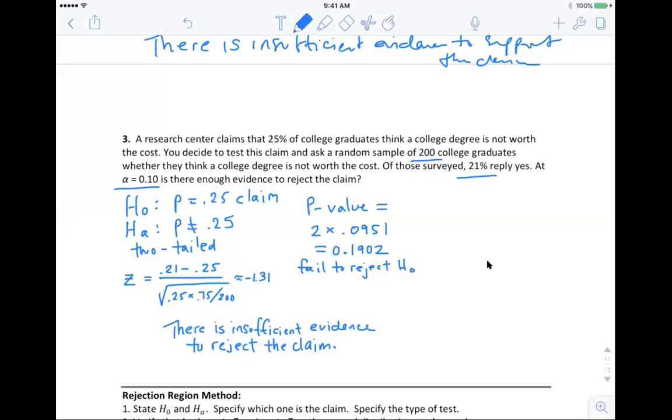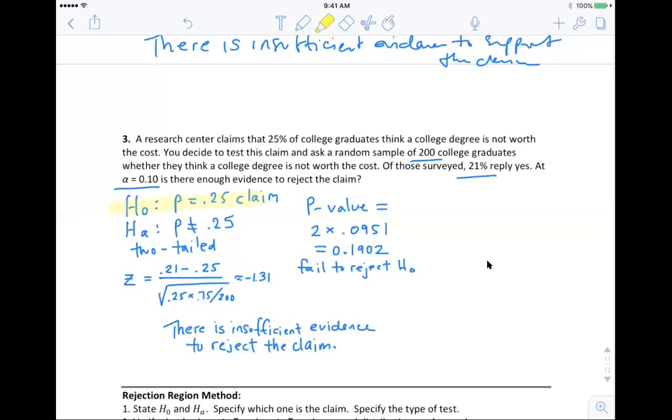Okay, so here's what I came up with. Hopefully it matches yours somewhat. But notice we have an H sub 0 as the claim because 25% think something, right? And so the opposite of that is not 25%, H sub A. So that makes this a two-tailed test because of the not equal sign.